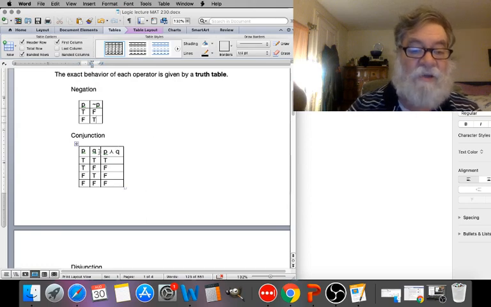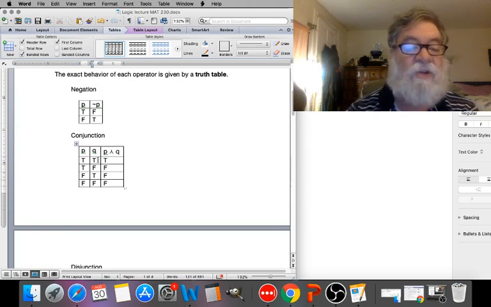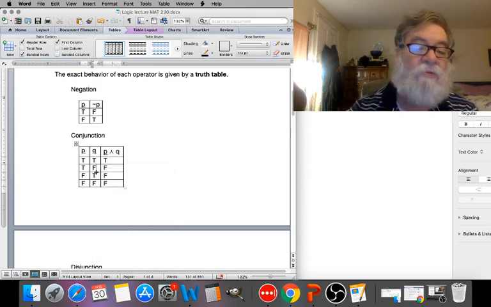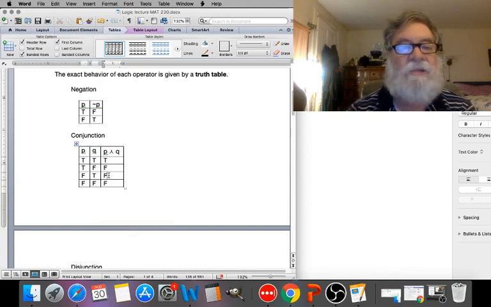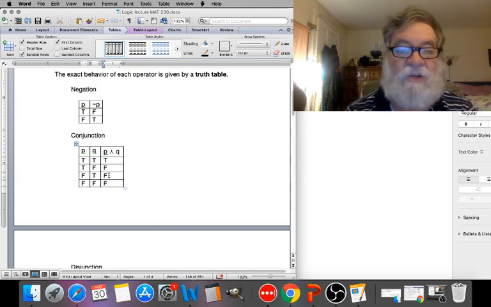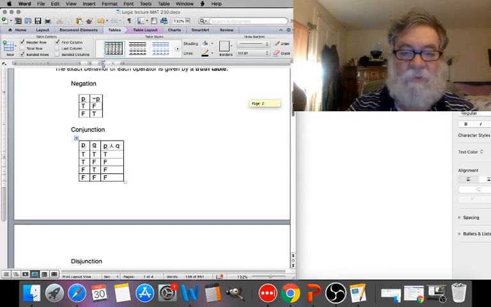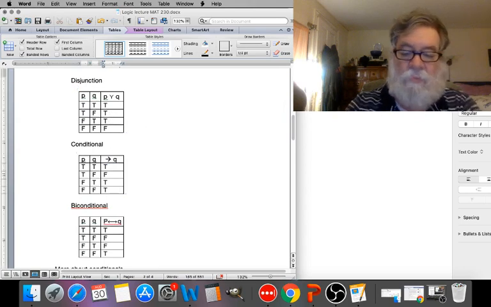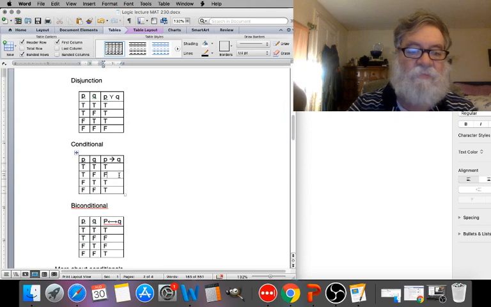Conjunction, or and, follows this truth table. This tells you that if P and Q are both true, then P and Q will be true. And if one of P and Q is false, or both are false, then P and Q will be false. So you can work these out for each of the different operators, and it basically defines how that operator works. I won't say much because you're used to these from programming anyway. Disjunction, here's the truth table for it. P implies Q. Here's the truth table for it.